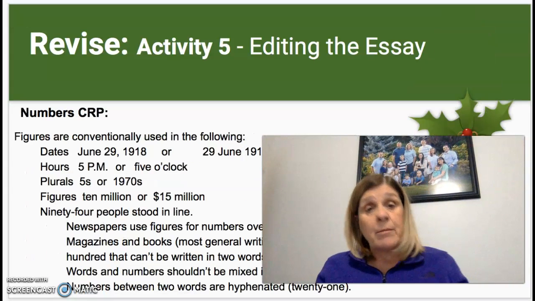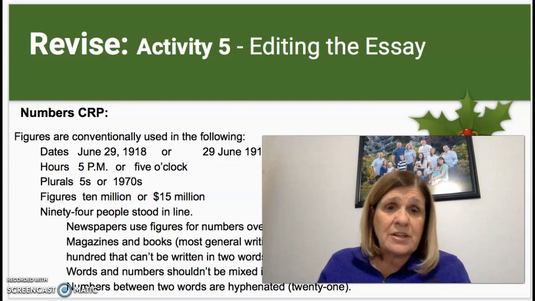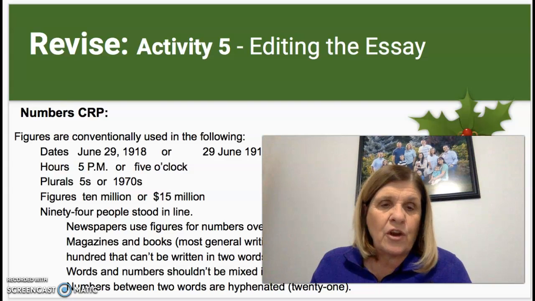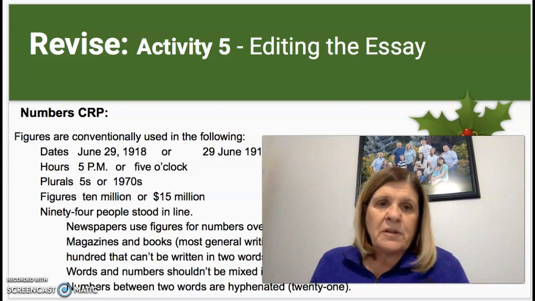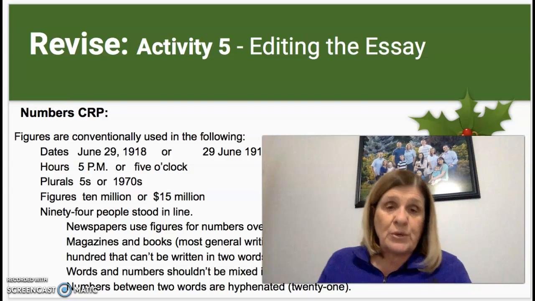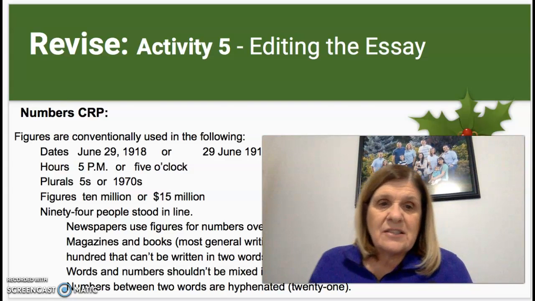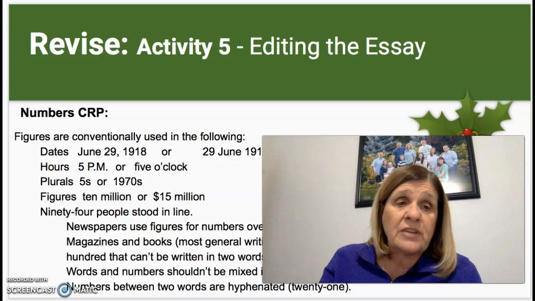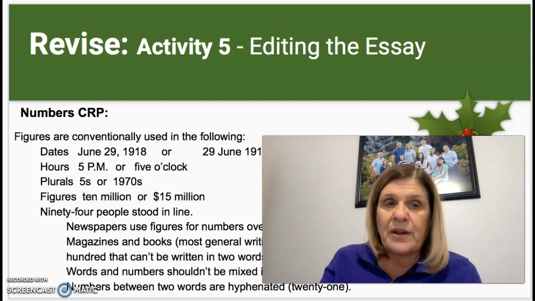Another one is numbers. If you have any kind of numbers, there are lots of rules to follow with numbers. So I put some of them here for you. For example, you'll notice the words 94 people stood in line. It's spelled out because it's the first word of a sentence. So just read through the instructions, especially if you have a number in your paper, so that you do that correctly.